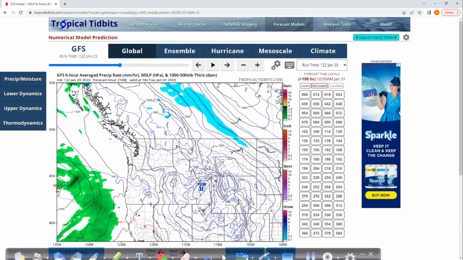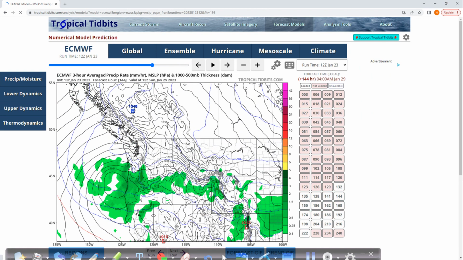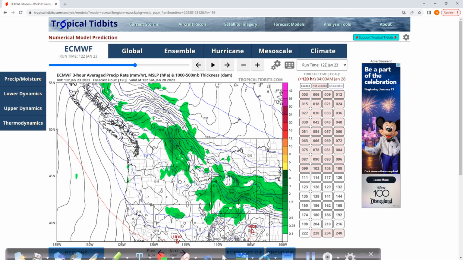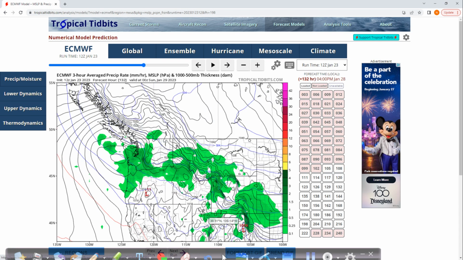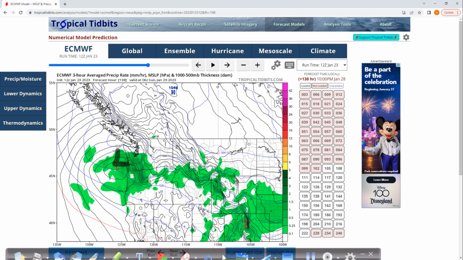Now I can pull up the same kind of thing for the European model here, but this one doesn't differentiate between rain and snow. This just shows general precipitation. So here on the European model, we see that low off the coast here. This is at 4 p.m. on Saturday, and that's at 10 p.m. Saturday. So we see that low developing off the Oregon coast with that cold air.